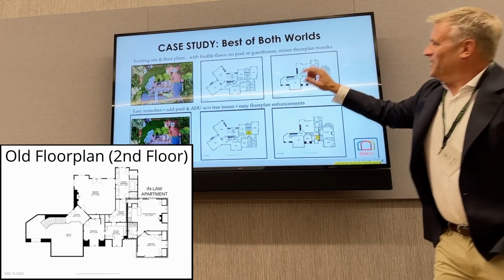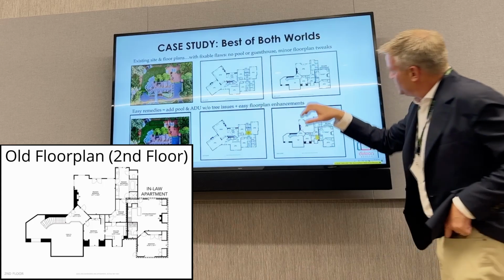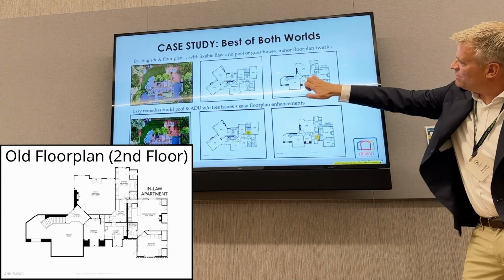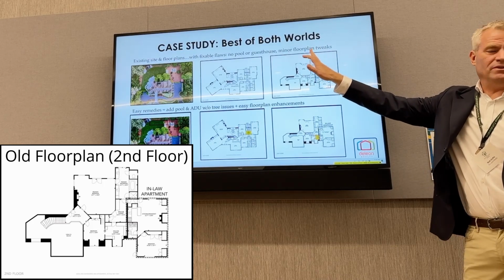But these are really easy fixes. Right now, you have a second bedroom upstairs with no bathroom. It has to use the master bathroom, or the primary bathroom, I should say.